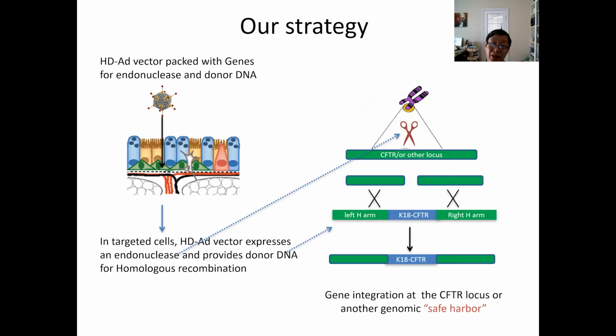Finally, here is a summary of our gene correction strategy. We hope to use a single viral vector to deliver CRISPR and donor DNA into the airway stem cells, and when the cells receive the vector, we'll be able to integrate the genes into whatever locus we wanted.